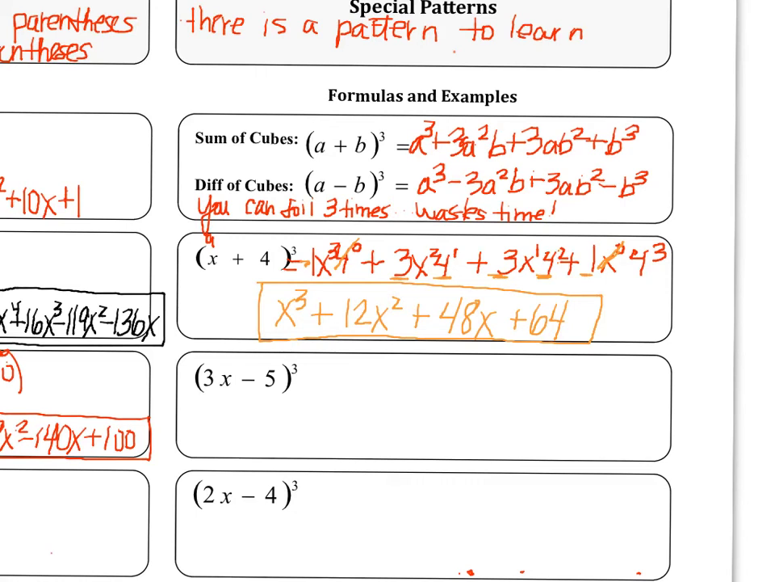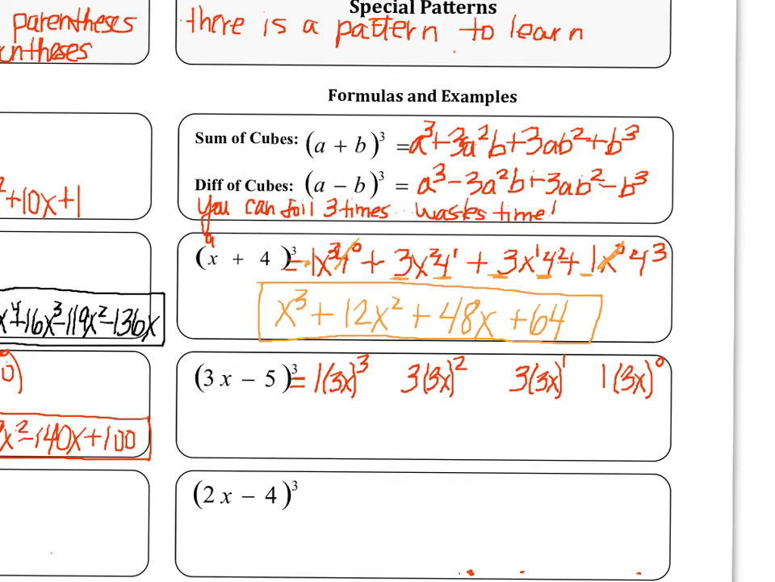So let's do that with this next problem here. So again, I've got my 1, my 3, and my 1. And then I'm going to take my a, and that's 3x, and I'm going to start with the third power and work my way down. So I've got 3x to the third times 3x squared times 3x to the first times 3x to the 0th. So there's my a. Notice I worked my way down.